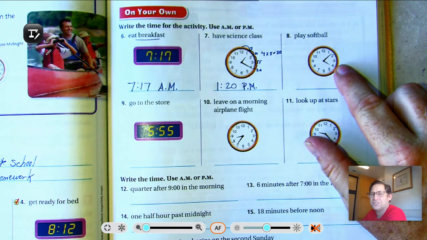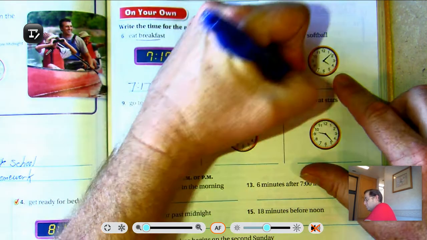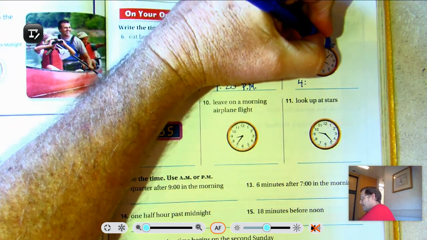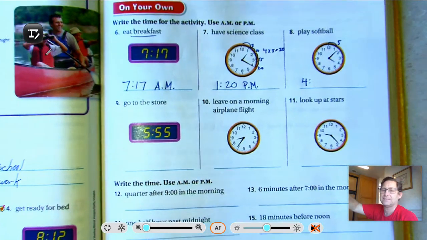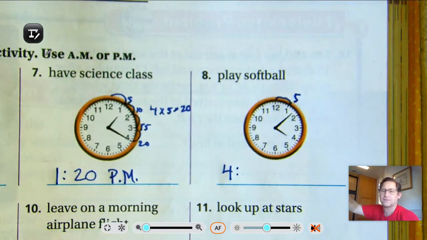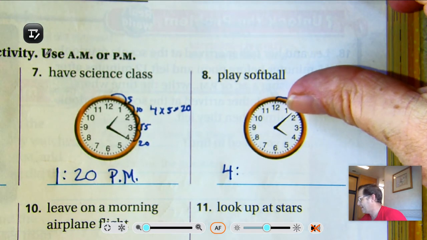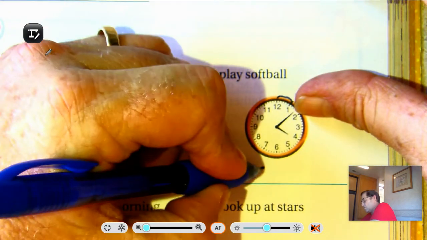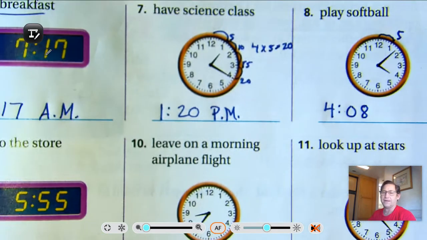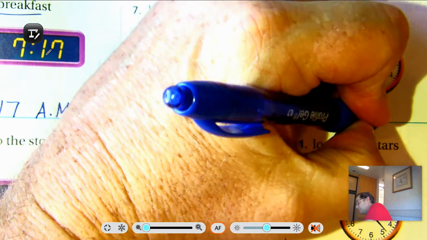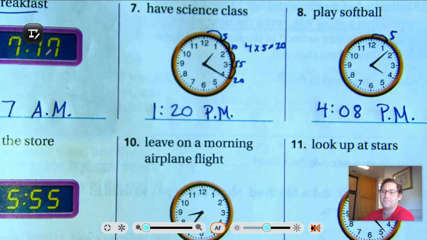Play softball. So the hour hand is just starting to move past the 4. So it's 4 something. The minute hand is past the 1. So it's 5 minutes. And then where is the minute hand pointing? So 5, 6, 7, 8. 4:08. Okay, well, again, we don't play softball at 4:08 a.m. in the morning. We would play in the afternoon. So p.m. 4:08 p.m.